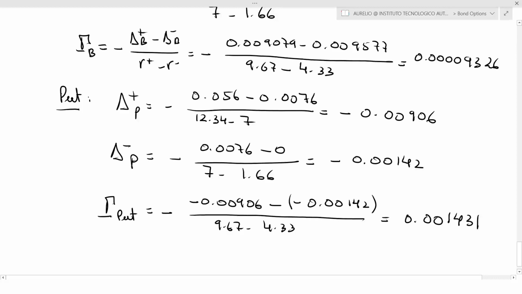0.001431. What can we conclude here when we compare the gamma of the put with the gamma of the bond? That the gamma of the put is much larger than the gamma of the bond. Remember that the underlying security of the put is this bond. So when you buy the put, you're subject to a much higher convexity, a much higher gamma exposure.